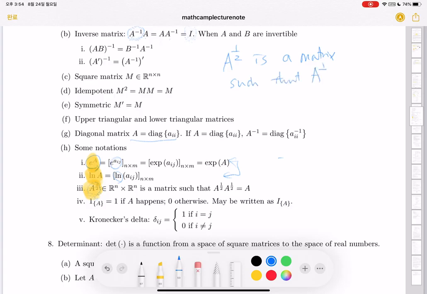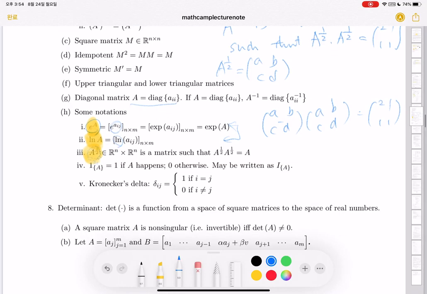A^(1/2) times A^(1/2) is the matrix 2, 1, 1, 1. Okay, so A to the 1/2 is the matrix a, b, c, d. If you write A to the 1/2 this way, it means you need to find a, b, c, d by solving the equation: the matrix a, b, c, d squared is 2, 1, 1, 1.